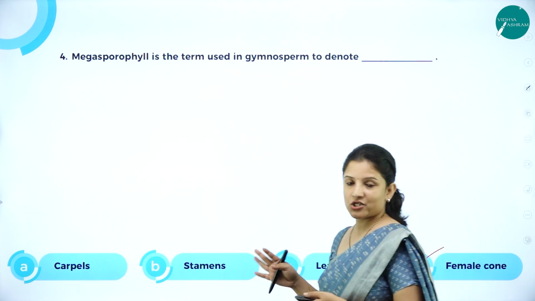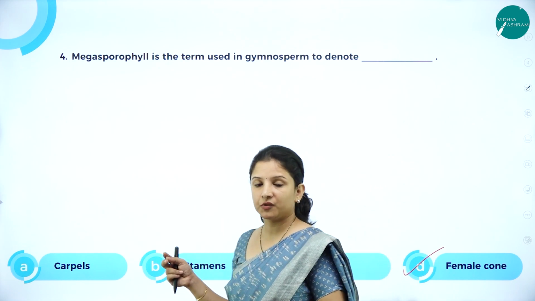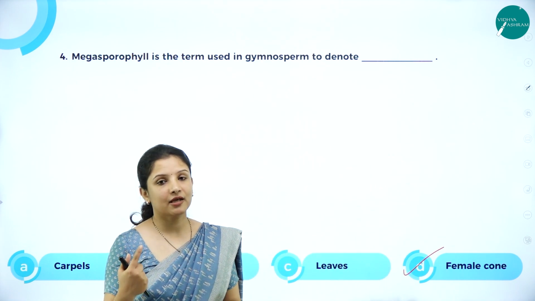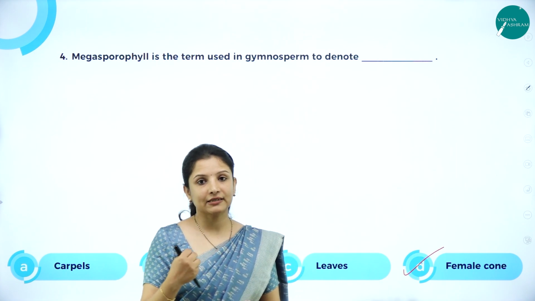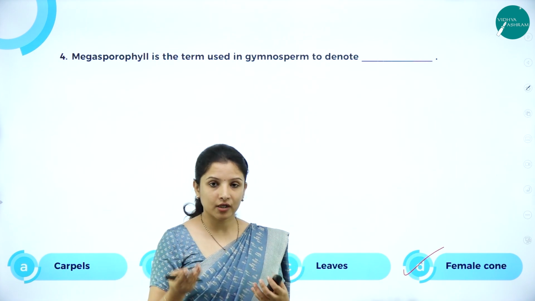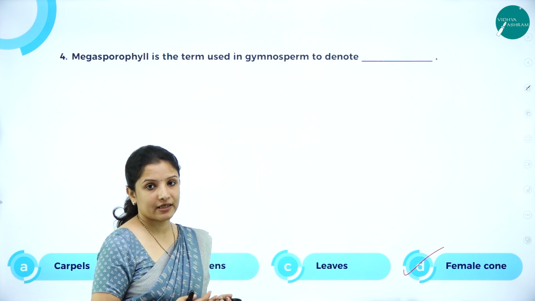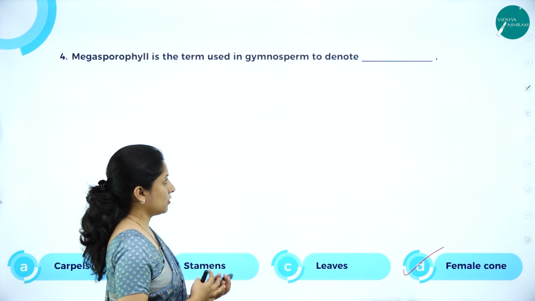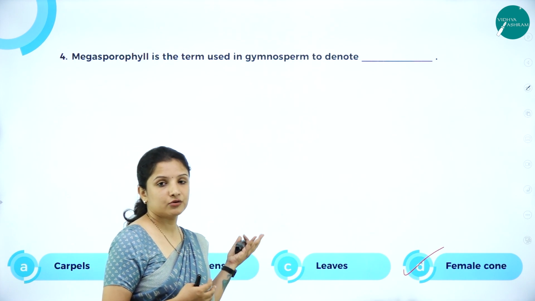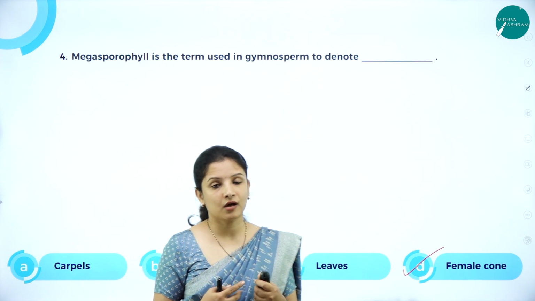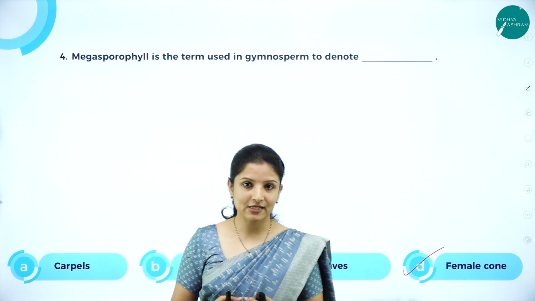So this was about the session wherein we learnt about gymnosperms, its general characteristics, and also we came to know what the reproductive structures are called, how the fertilization occurs, and why they are called naked seeds. And also we know some of the MCQs under this particular topic now. So I hope you understood this session.